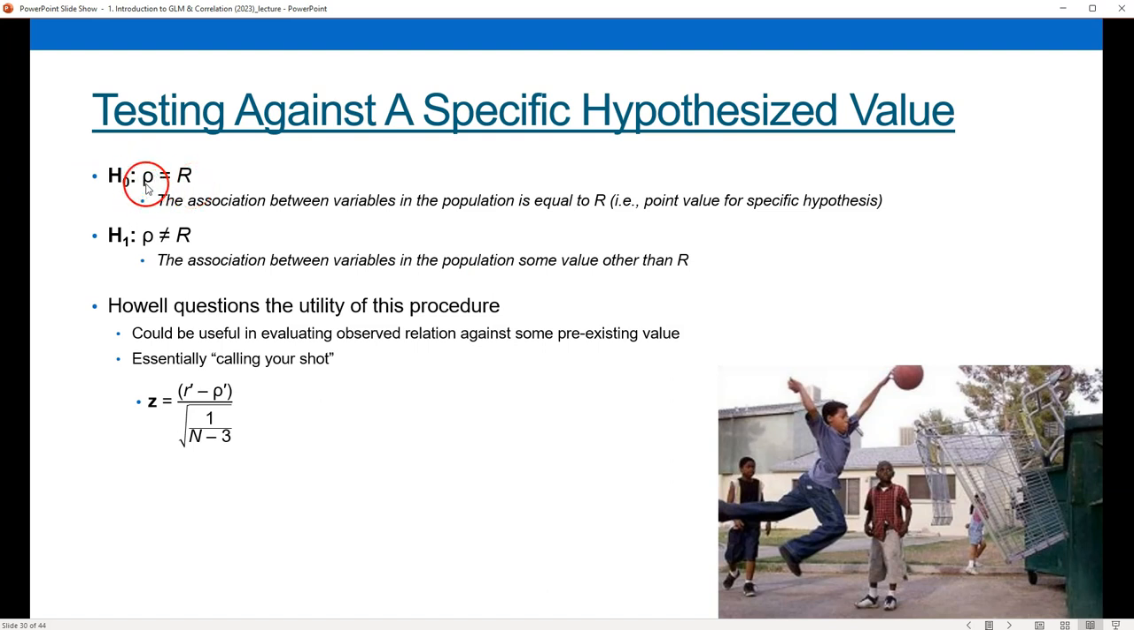My null hypothesis is that rho is equal to some specific point estimate. Here we're calling it capital R. In this hypothetical example, my null hypothesis is that rho is equal to 0.2. And then my alternate hypothesis is that rho is equal to some value that's not 0.2.